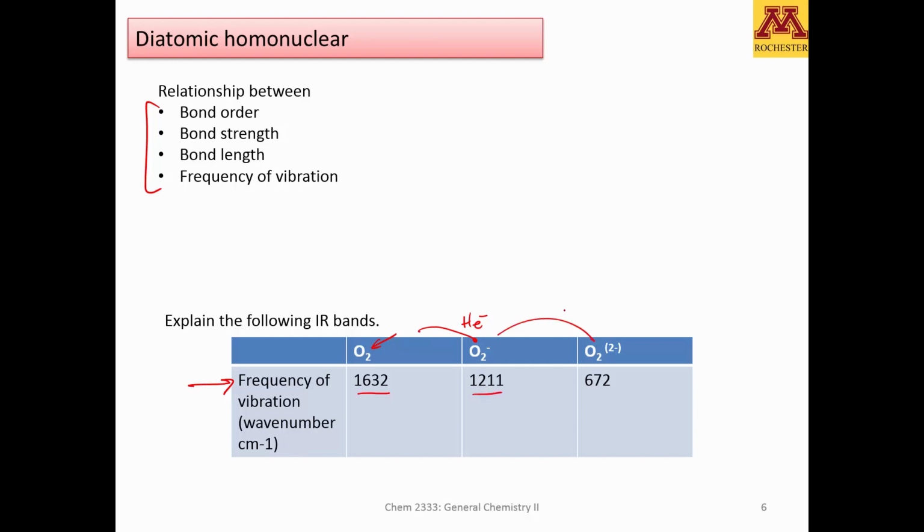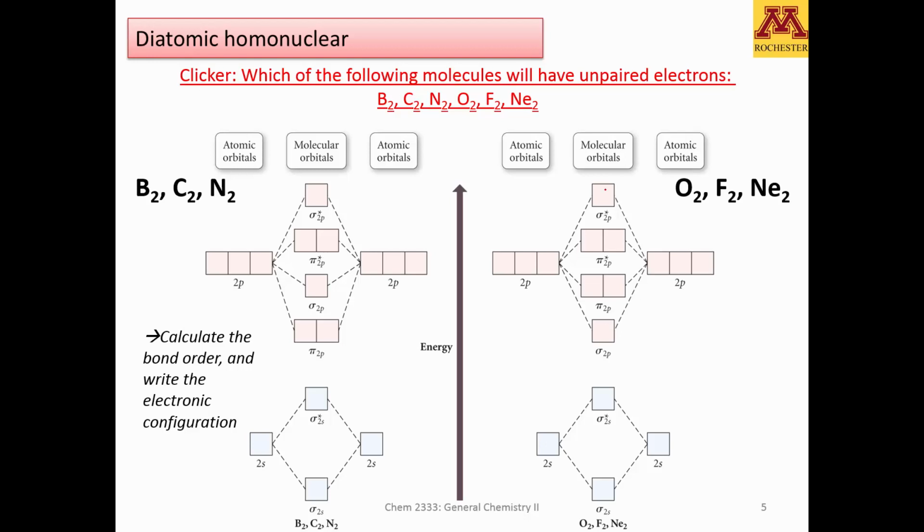And if you add yet another electron to the molecule, this frequency of vibration, or the wave number of vibration, is halved again, so it's 600. So let's try to understand and explain why this trend happens. First of all, if you remember from our previous slide, this is the orbital scheme for oxygen, and for oxygen you had to place 12 electrons. That's 10, and this is 12.